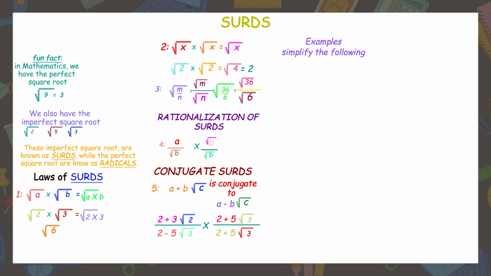The first question is, simplify the following. A, the root of 20 plus the root of 45. Then 2 over root 3. Then the next question is, given that 2 minus root 2 over 3 minus 2 root 2 is equal to m plus n square root of 2, find the value of m and n. Solutions.